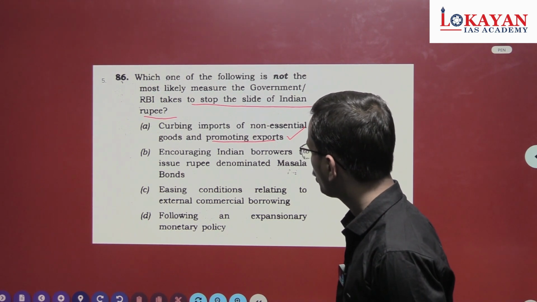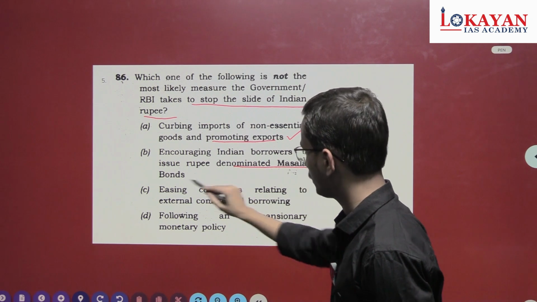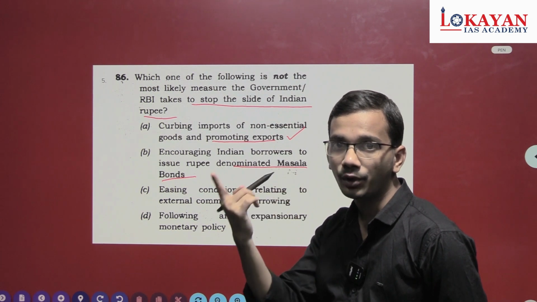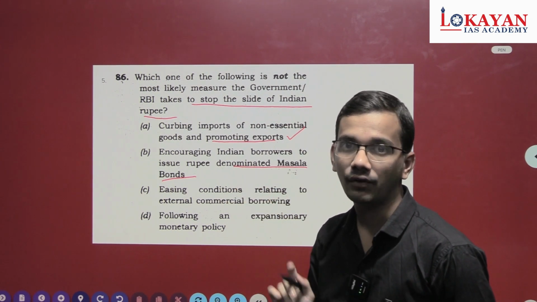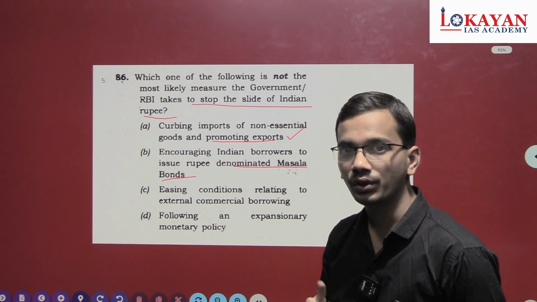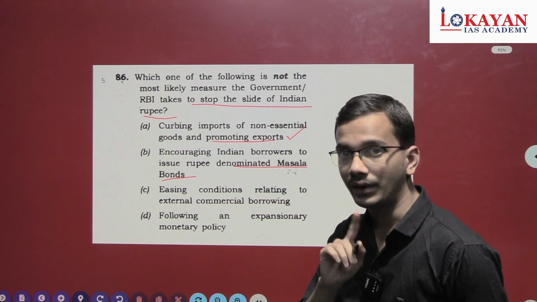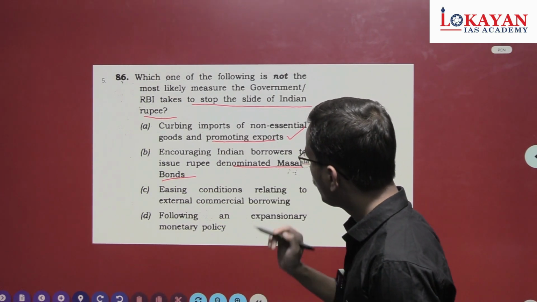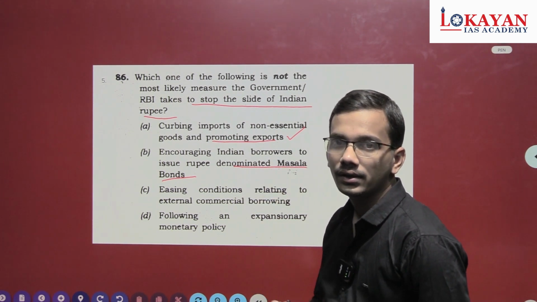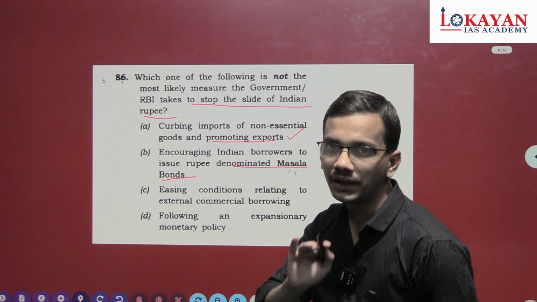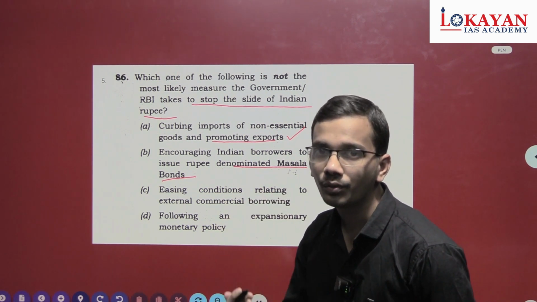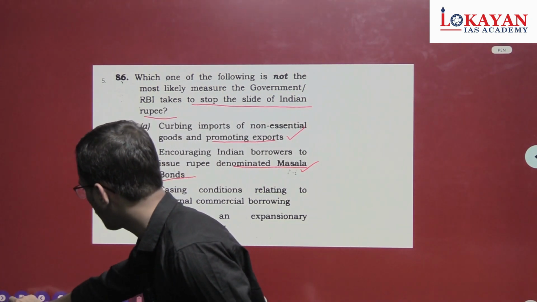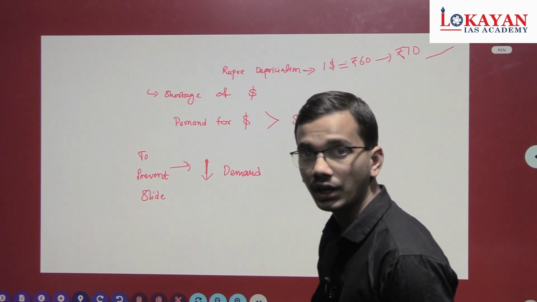Encouraging Indian borrowers to issue rupee denominated masala bonds. See, this keyword is important. Rupee denominated means the bonds will be denominated in rupees, not in dollars. What is the characteristic of masala bonds? They are issued in overseas markets. Refer to the 2016 question, or 2017, regarding masala bonds. So masala bond is denominated in rupee, so the dollar demand won't be increased. This one is also a correct option because here we have to reduce the demand, not increase.